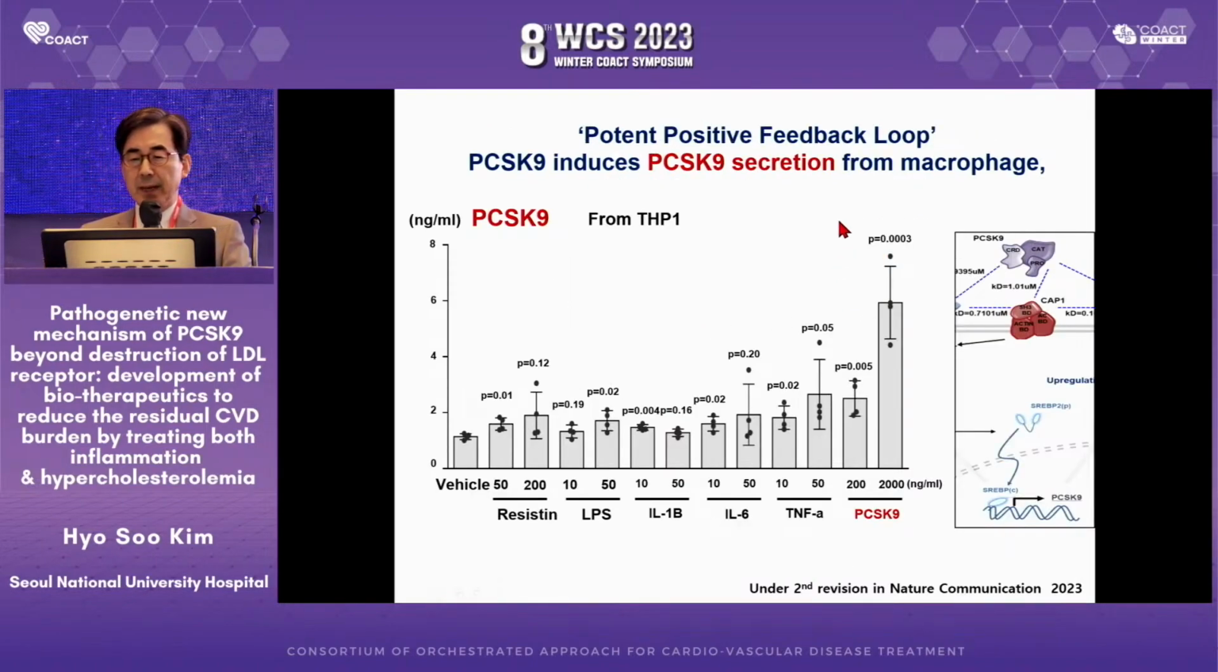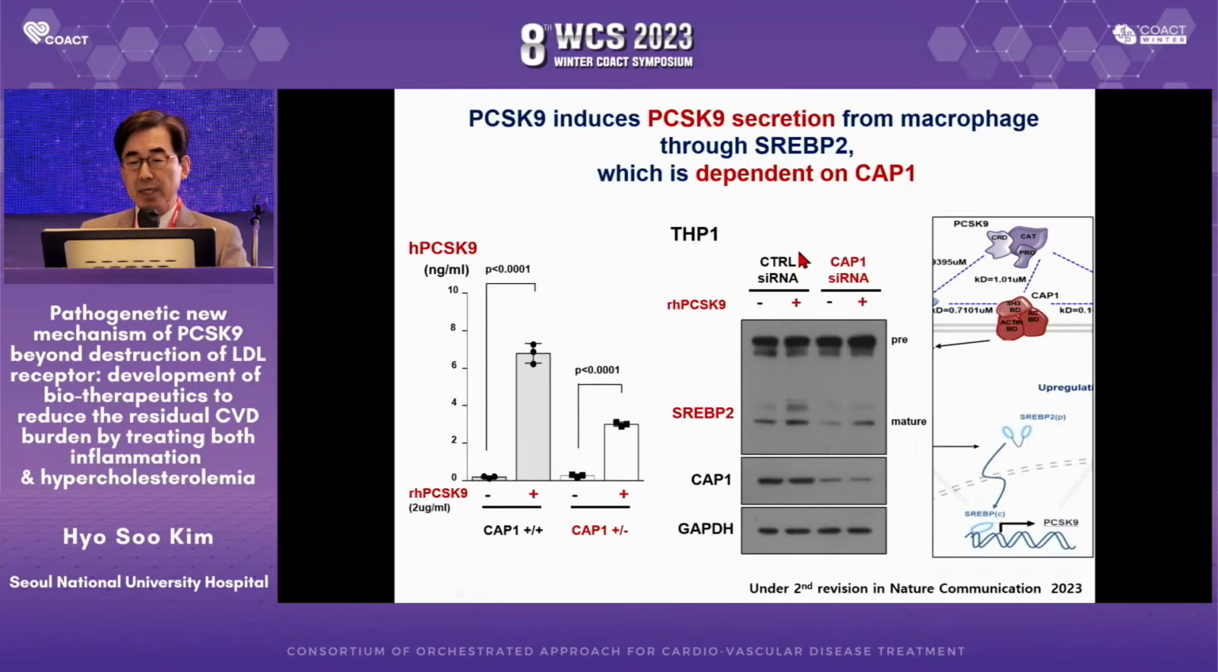A potent positive feedback loop is found. PCSK9 induces PCSK9 secretion from macrophages. Here, many bad materials induce PCSK9 secretion from monocytes, but PCSK9 is the strongest stimulant of PCSK9 secretion from monocytes. But this pathway is also dependent on CAP. SREBP is turned on by PCSK9, leading to PCSK9 synthesis, which is blocked by CAP knockdown.